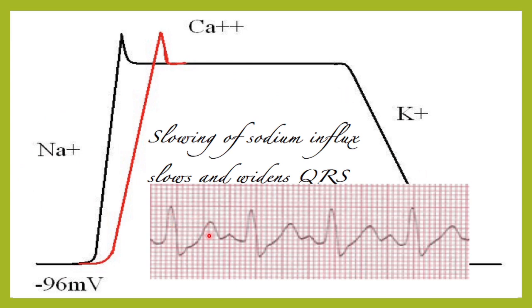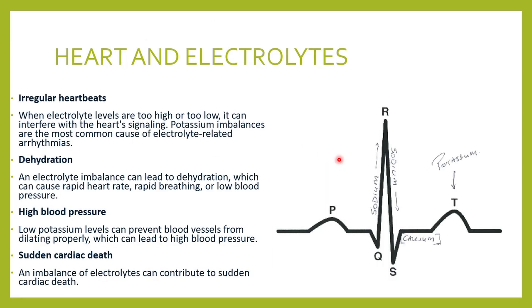So all these complexes what you see in the ECG, this QRS complex, all the waves, the P, Q, R, S, T, all these are nothing but the impulses produced by the electrical signals produced by these electrolytes. So whenever there is an electrolyte imbalance, when the electrolyte becomes too high or too low, it can interfere with the heart's signalling. Especially potassium, whenever there is increased potassium, this might cause very severe damage to the heart. The heart might even stop also.